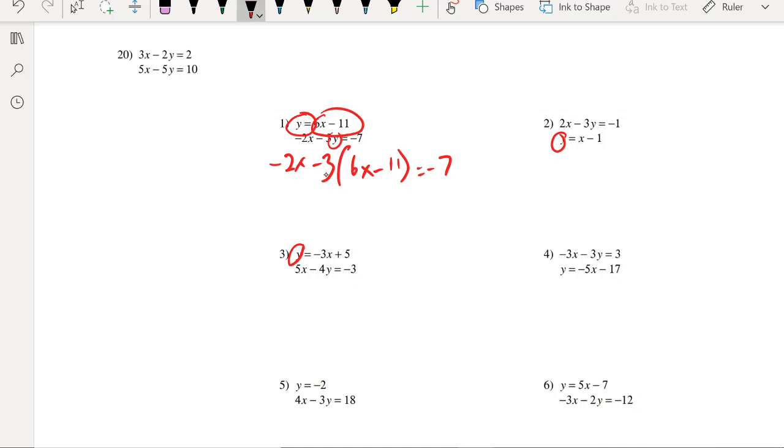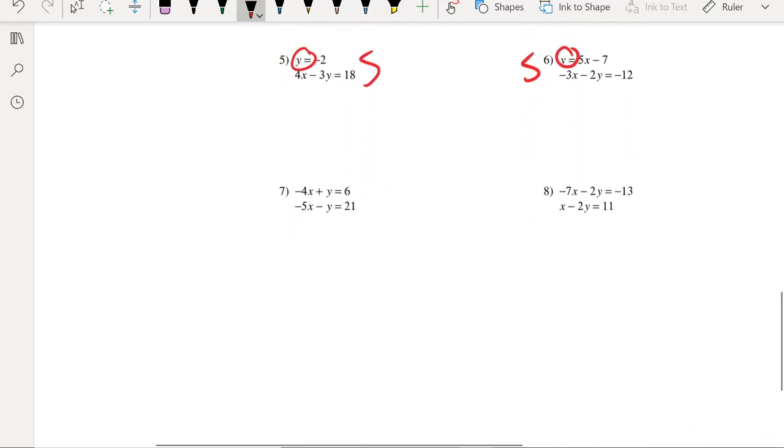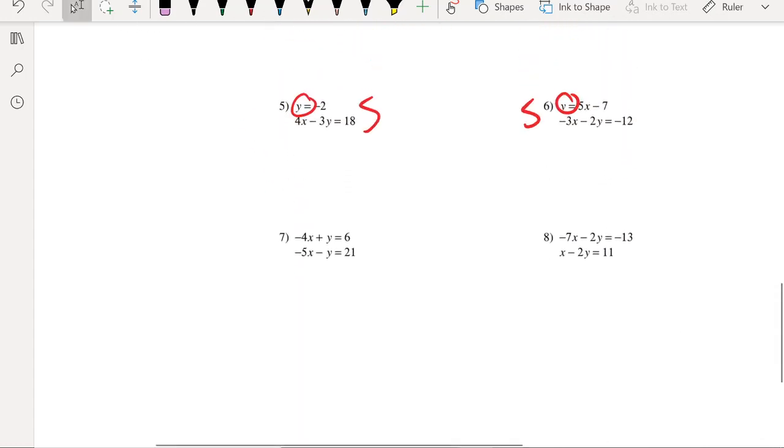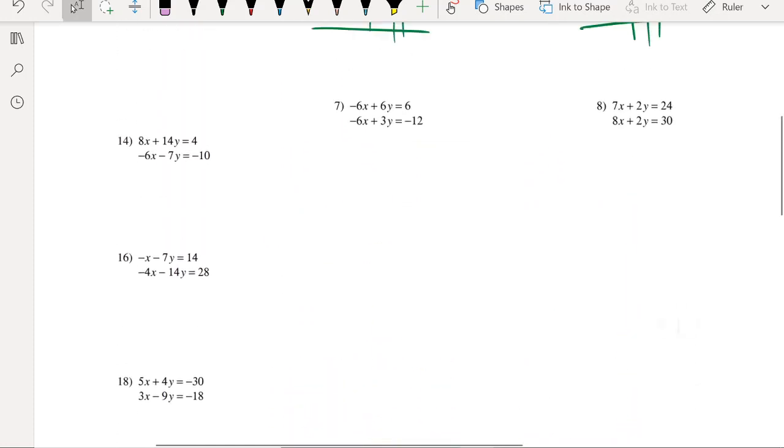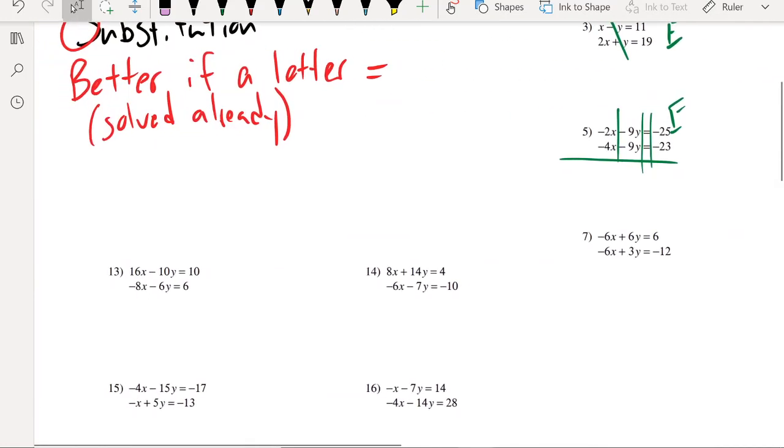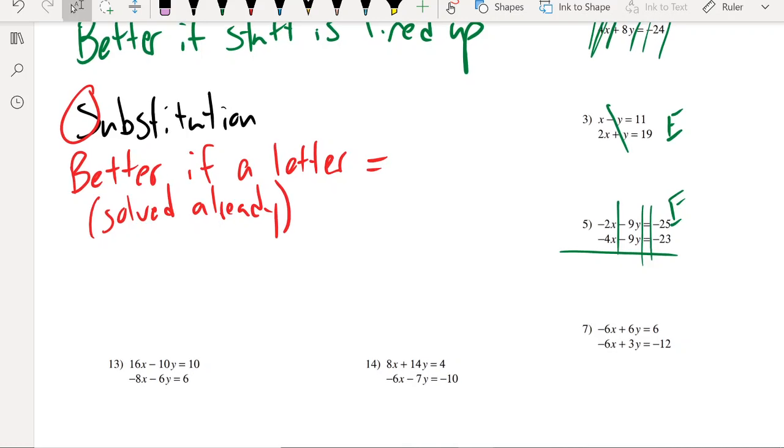So the variable is already solved. Already solved, you get the drift. So substitution is a really good method for these guys right here, because the y is already solved. And it doesn't have to be a y, it could also be an x. I don't see an example of an x on here, but it could just be x equals something, and that would work as well. It's better if a letter equals, so it could be x or y. And if you're using something else entirely, that's fine too. A, B, C, D, whatever letter you want.